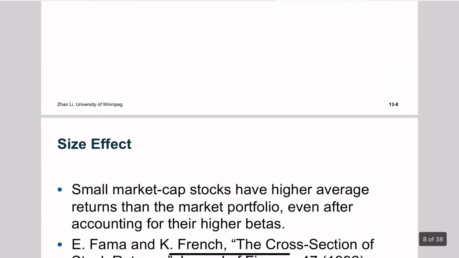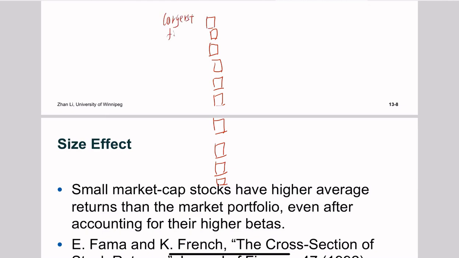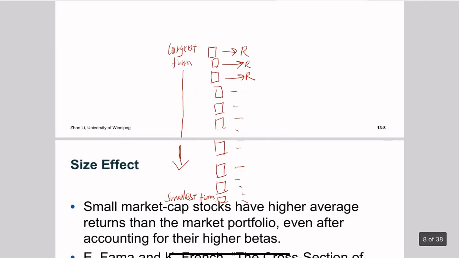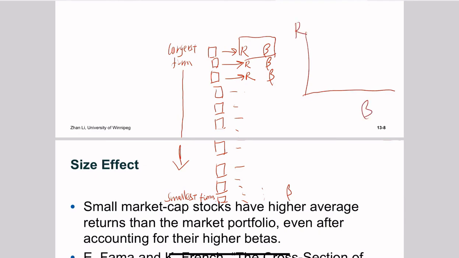Basically the process is just like this. You separate these stocks into 10 different portfolios: 1, 2, 3, 4, 5, 6, 7, 8, 9, 10. The first portfolio has the largest firms. Here size is measured by market cap. And then the size of these firms becomes smaller, so here you have the smallest firms. You calculate the return for each portfolio, and you also calculate the beta for each portfolio. After getting the return and beta, you can draw them on a picture.